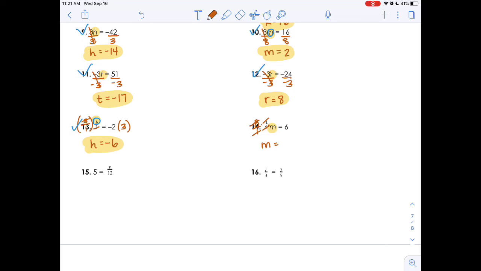If I multiplied by 8 over 1 on the left, I have to also multiply by 8 over 1, which is the same thing as just 8 on the right. So then I have 6 times 8, which is 48.